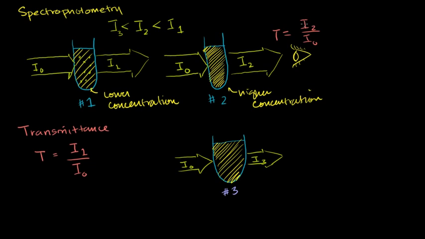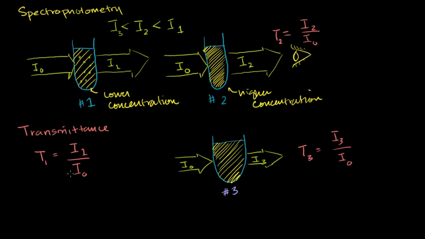And as we see, this one right here will be a lower number. I2 is lower than I1. So this will have a lower transmittance than number 1. So let's call this transmittance 2. This is transmittance 1. And transmittance 3 is the light that gets through over the light that goes in. And this is the smallest number, followed by that, followed by that. So this will have the least transmittance. It's the most opaque, followed by that, followed by that.